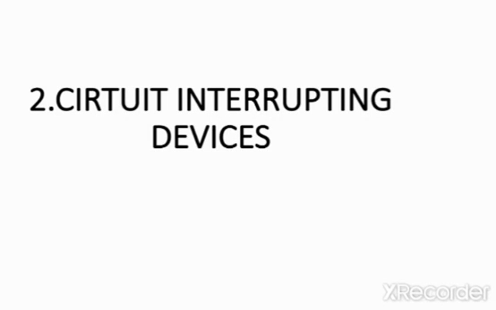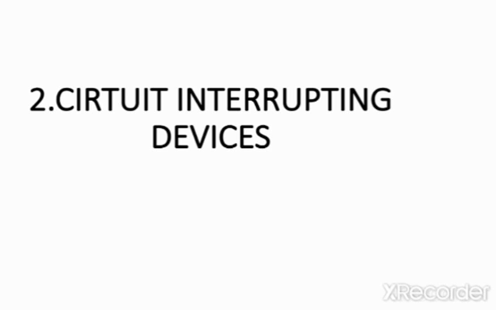Welcome to the second unit of switchgear and protection. The second unit is circuit interrupting devices. The devices used to interrupt the current in normal as well as abnormal conditions in the power system are called circuit interrupting devices. The common examples of circuit interrupting devices are fuses, isolators, circuit breakers, MCCB, MCB and switches.